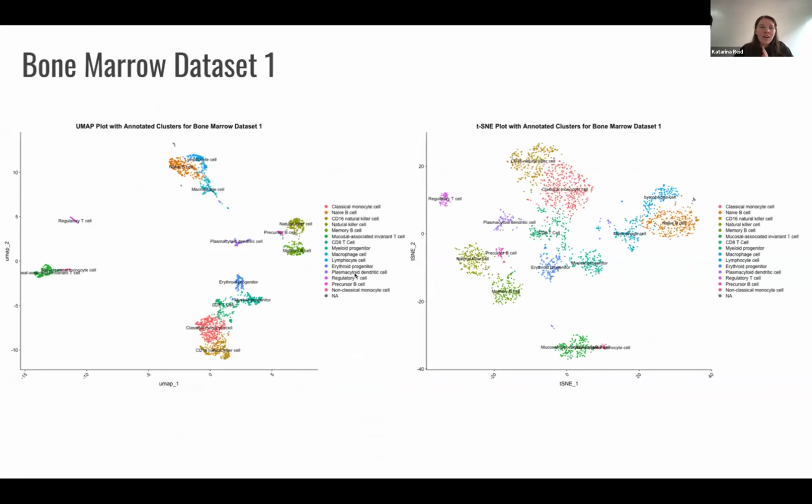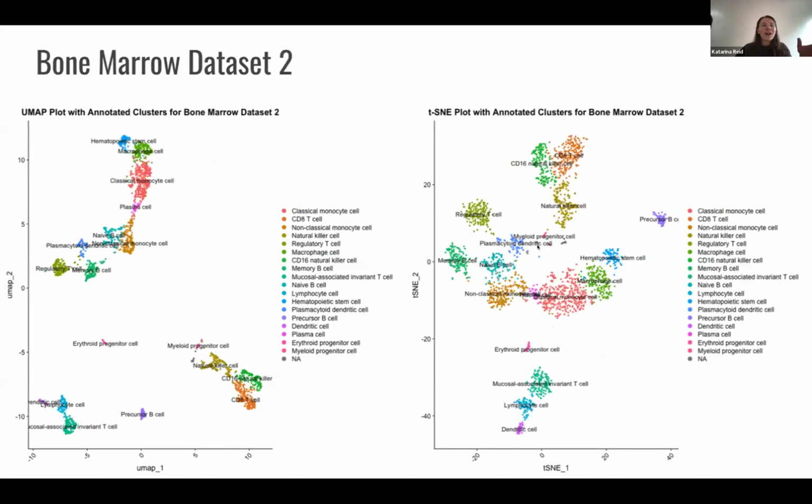So I ended up having about, I think, 15 clusters for the first data set and 18 clusters for the second. I didn't know exactly, I was kind of flying in the dark because I didn't know how many cell types I might have. So I just went with what cluster results were the tightest and made the most sense to me. I liked the UMAP plots a little bit better because they seem to be tighter and more compact than the t-SNE plots, so I went off the UMAP plots a little bit more. And so here's my bone marrow data set 2.